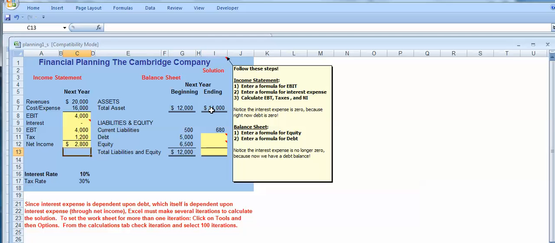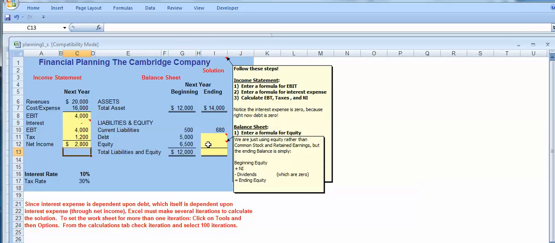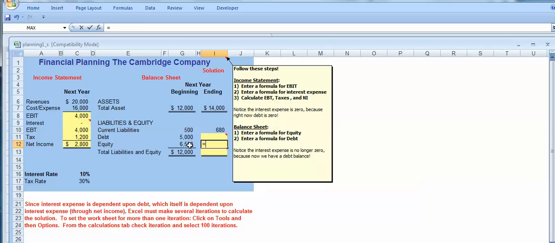I've already assumed an increase in assets. I've given you an increase in current liabilities. Those are just given. So let's go ahead and pick up our ending balance for equity. We're just simply using one equity account rather than common stock and retained earnings, but our calculation is going to be basically the same. It's going to be our beginning balance plus net income minus dividends. In this case, we've got 0 for dividends, so we'll hit enter. So we're going to have $9,300 in equity, and we're going to need a number for debt.